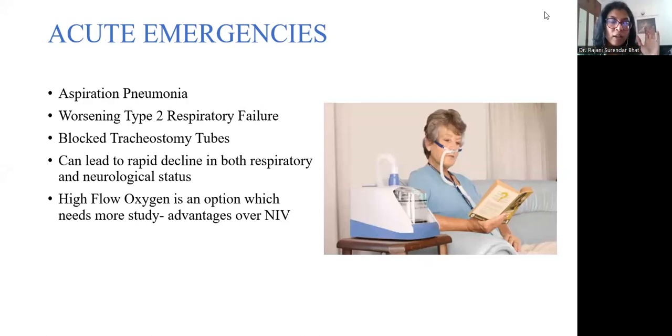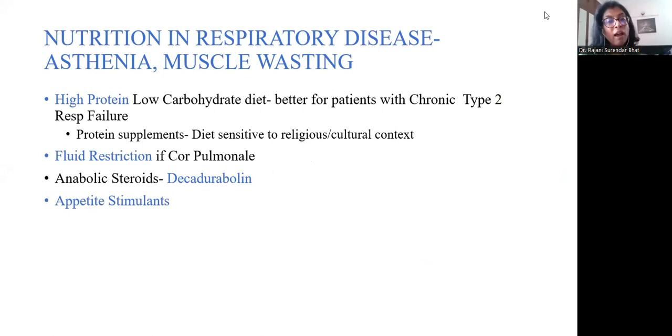Very important to pay attention to nutrition, a high protein diet. Fluids is something that depends on, as I mentioned earlier, whether the patient is dehydrated or fluid overloaded. Anabolic steroids and appetite stimulants are actually useful, especially for patients who go into muscle wasting. Muscle wasting and weight loss is a bad prognosticator for patients with COPD, ILD. When they start losing weight, it means that they are going into advanced disease. So we do try anabolic steroids sometimes if it can help them get better quality of life and prevent or slow down the muscle wasting.